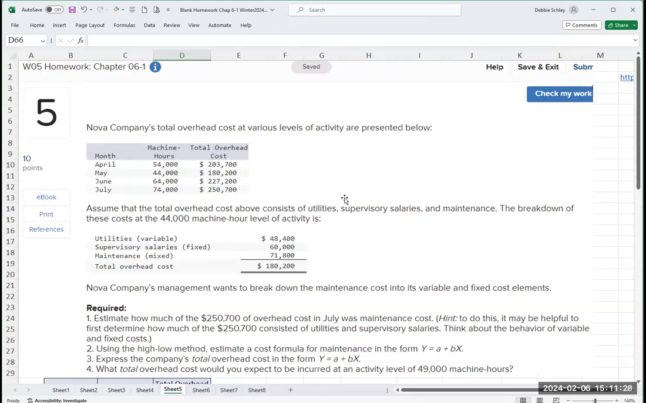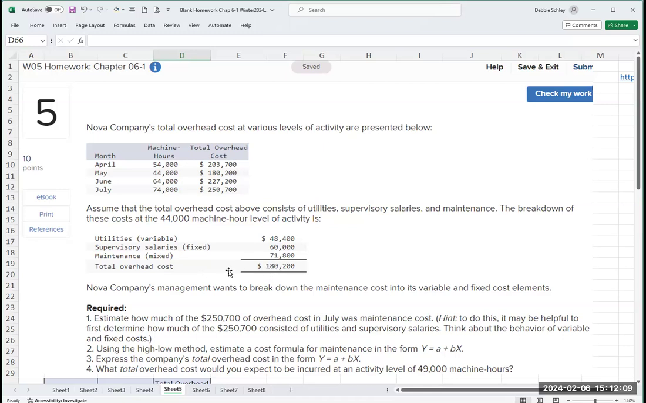Question 5. Nova companies' total overhead costs at various levels of activity are presented below. April, May, June, July, machine hours, total overhead costs. Assume that the total overhead costs above consist of utilities, supervisory salaries, and maintenance. The breakdown of those costs at 44,000 machine hour level of activity is, and then they tell me utilities, supervisory salary. So utilities is a variable, supervisory salaries is a fixed, maintenance is mixed, and a total overhead cost.